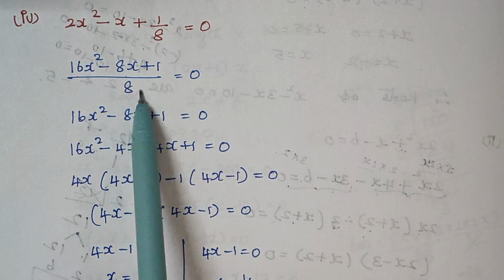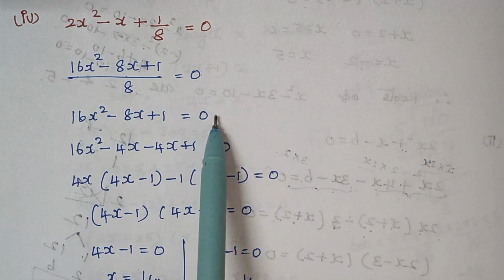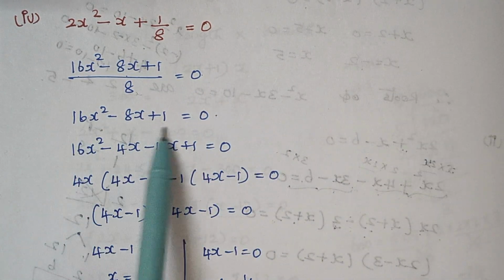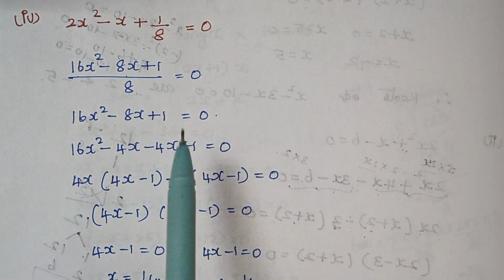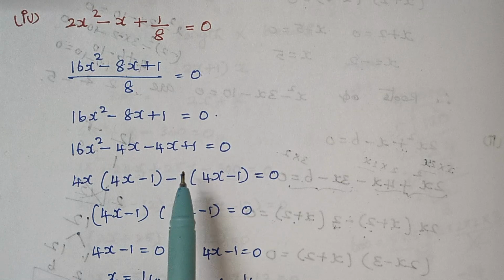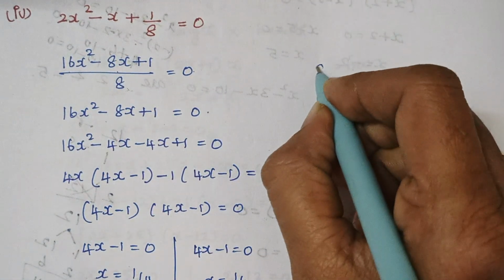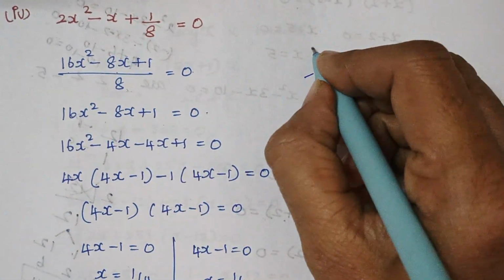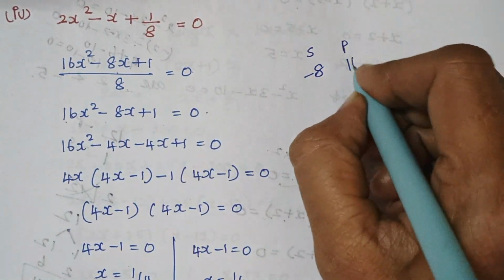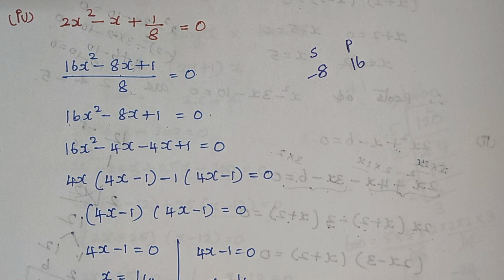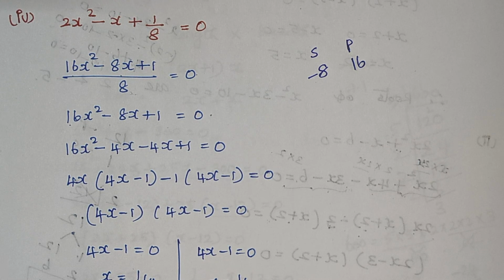Now when you move this 8 to the right hand side, 0 into 8 is 0. So we have the equation 16x² − 8x + 1 = 0. Here again, when you add two numbers, you should get −8 as the answer. This is the value of the sum. And the product is 16 into 1, which is plus 16. You should get +16 when you multiply the numbers, and −8 when you add.